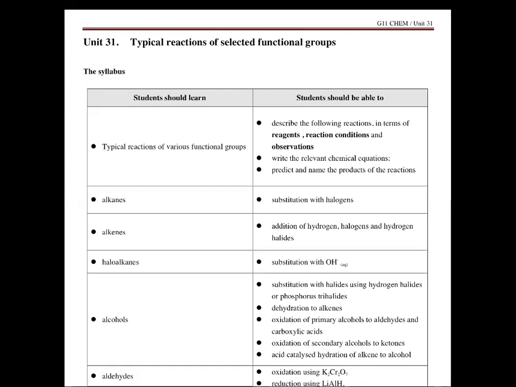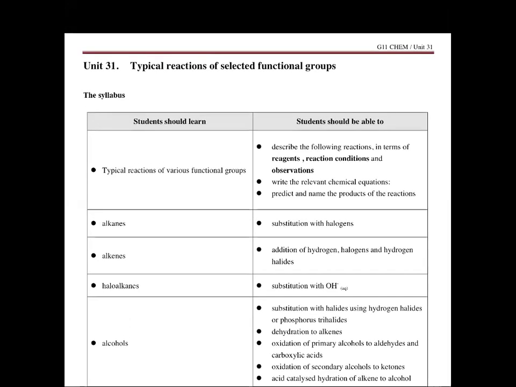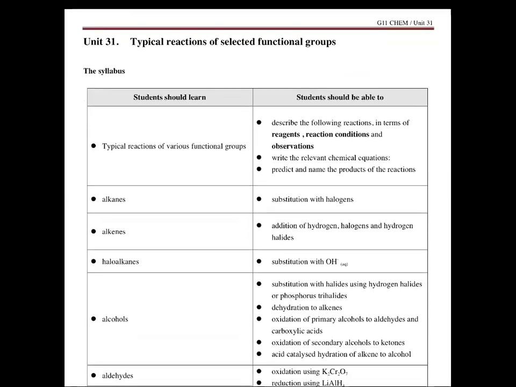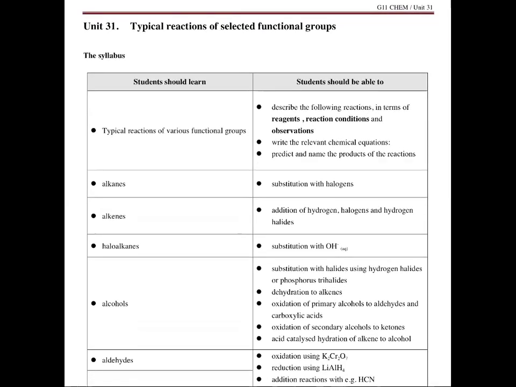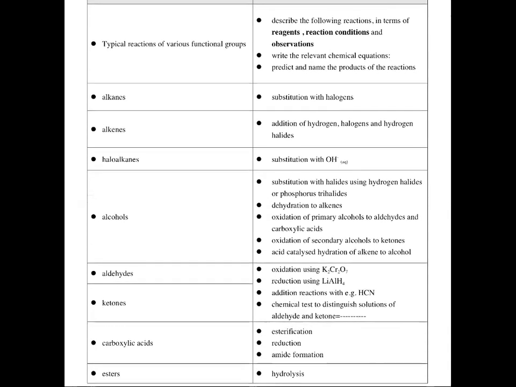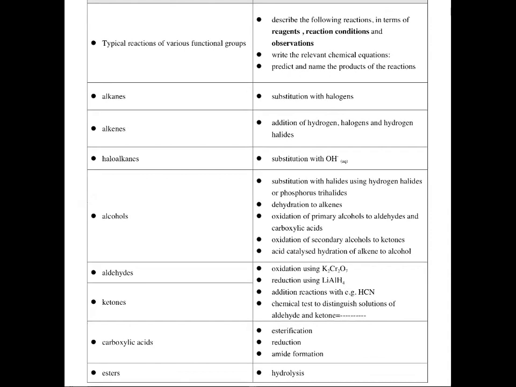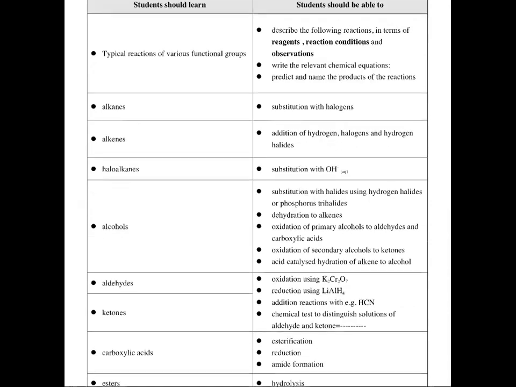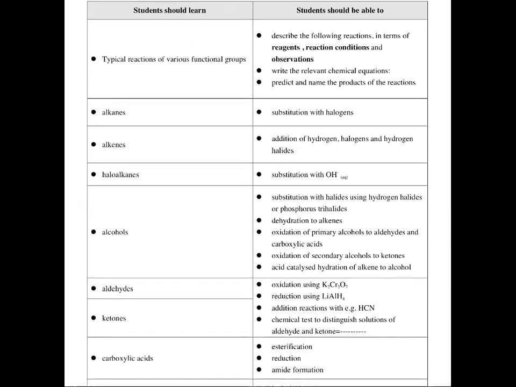Okay, so for today's lesson, it's mainly revision. Unit 31 is typical reactions of selected functional groups. We're going to discuss reactions related to alkanes and alkenes, which we have learned in Unit 27. Then we move on to talk about reactions related to haloalkanes, alcohols, aldehydes, ketones, carboxylic acids and esters. Today we only focus on the first two, okay? I will try to finish the revision for the reactions of these two groups of organic compounds.